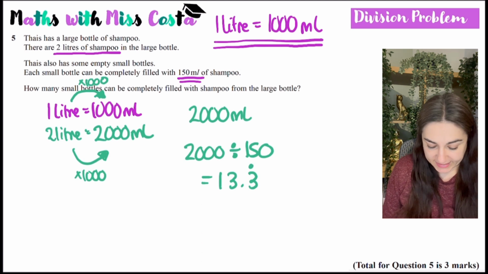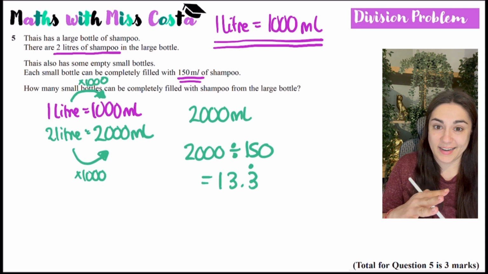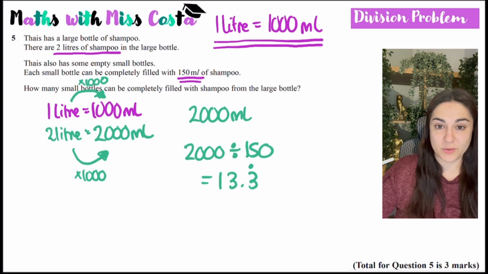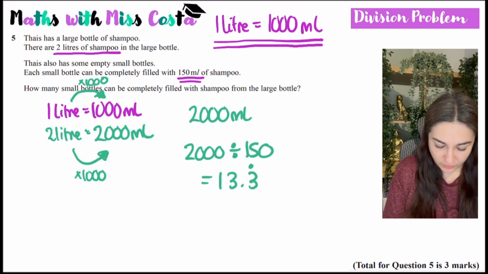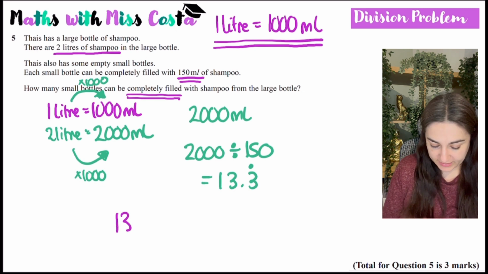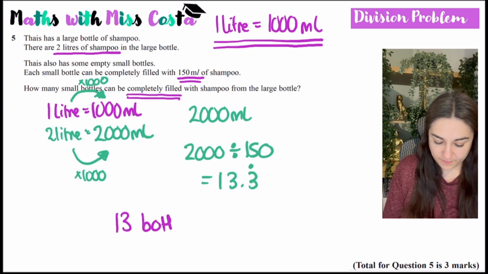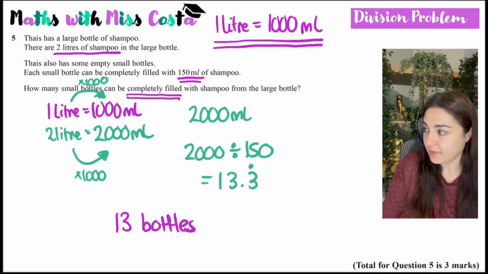So that means that 13 full bottles can get filled, and a third. So we can't count a third of a bottle because we want to know how many small bottles can be completely filled. So therefore we'd say 13 bottles for that one.